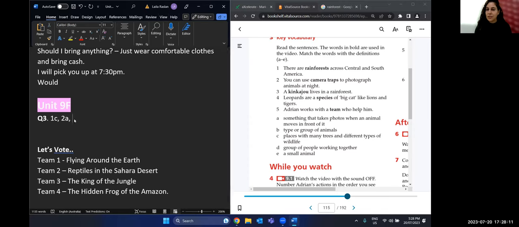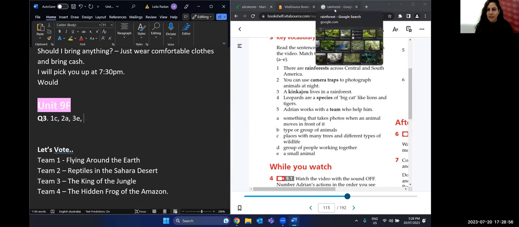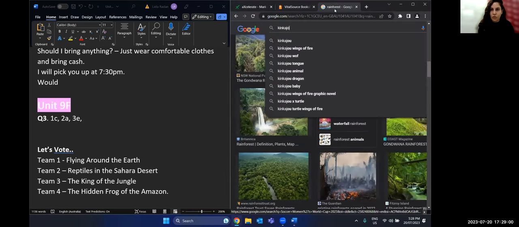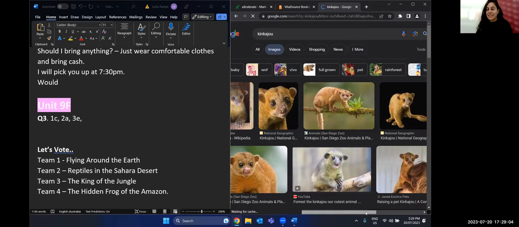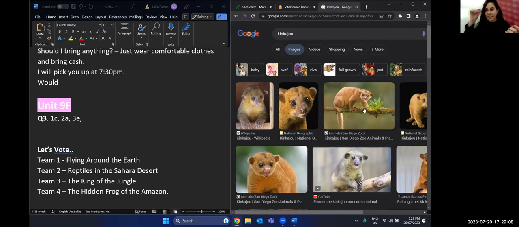A kinkajou lives in a rainforest. What's a kinkajou? No, that's 1C, that's rainforest. Maybe a small animal? A group of people working together? I think it's a small animal, because if we replace this word with small animals live in a rainforest, I think kinkajou is a small animal. So 3E. Let's have a look at the image. Kinkajou. Yeah, small animal. This is the kinkajou. So a kinkajou lives in the rainforest.